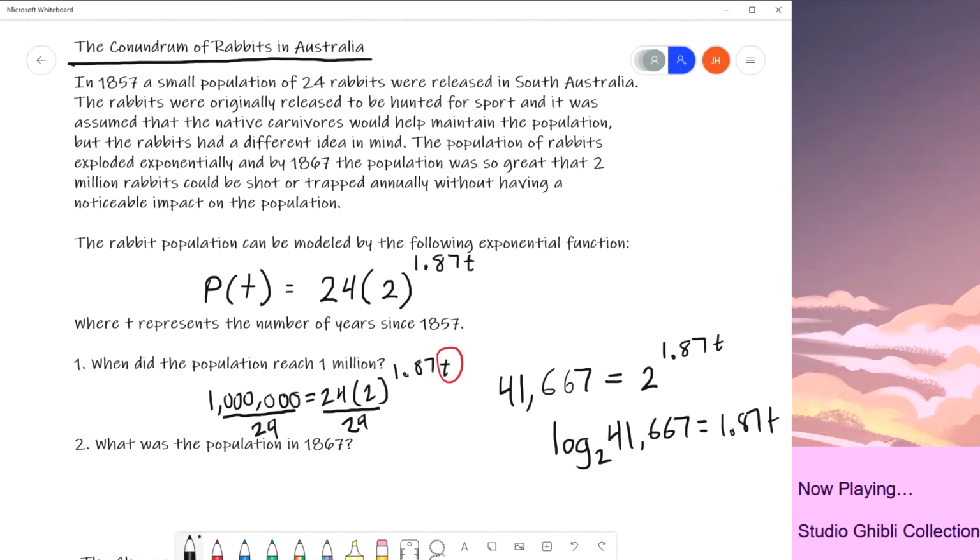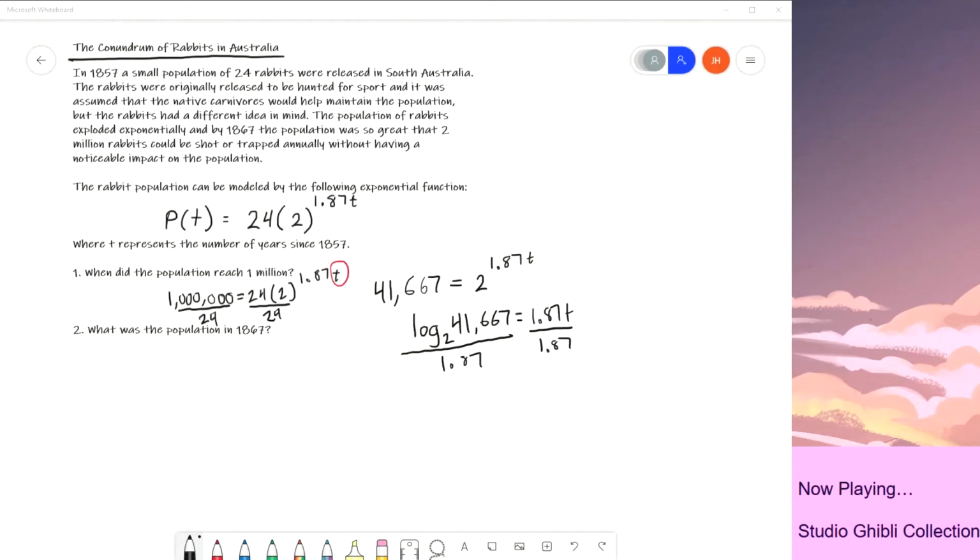So now at this point, we could solve this by just getting t alone and dividing by 1.87 on both sides. So now we have gotten t on its own, and we see that t equals log base 2 of 41,667 divided by 1.87. Wow, what a satisfying answer, am I right, y'all?